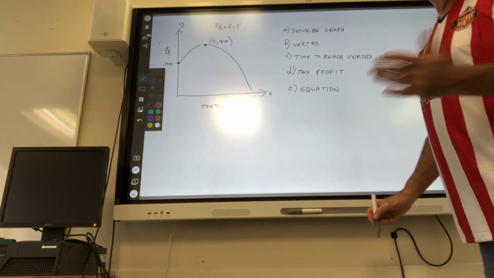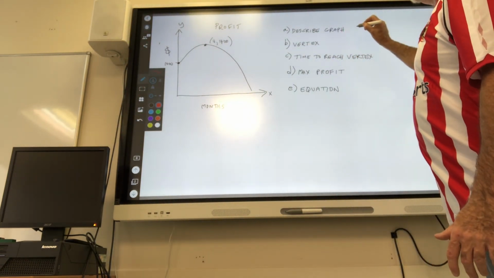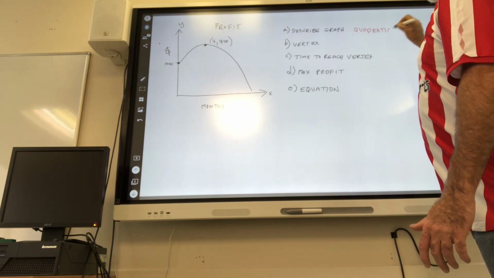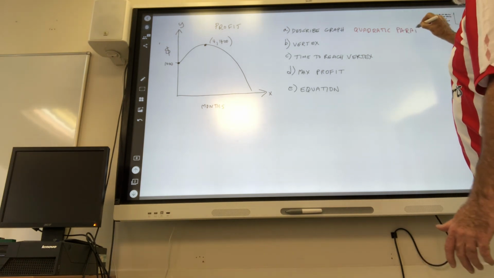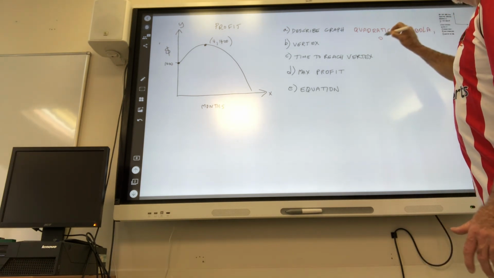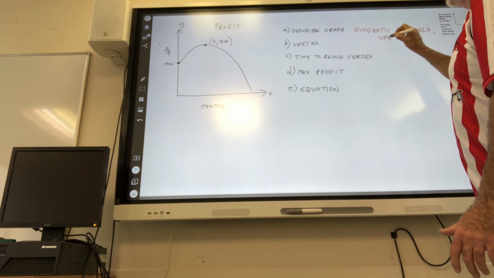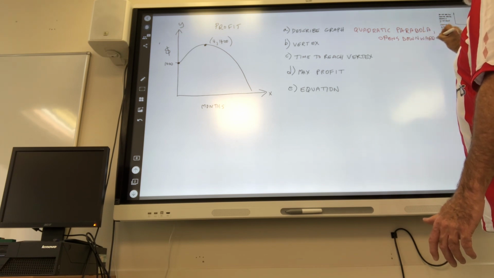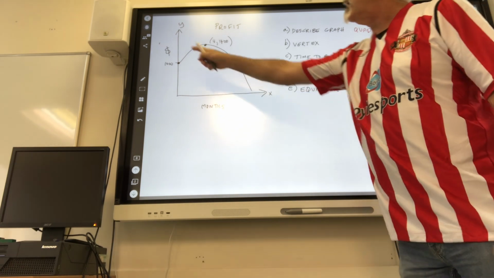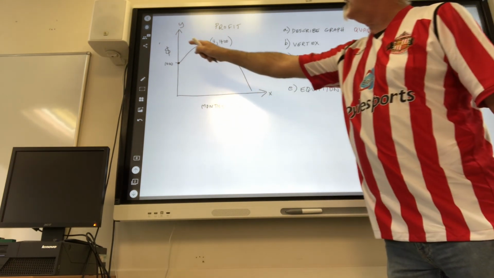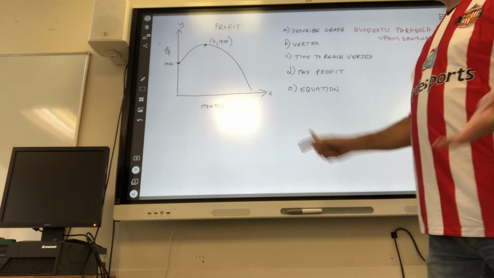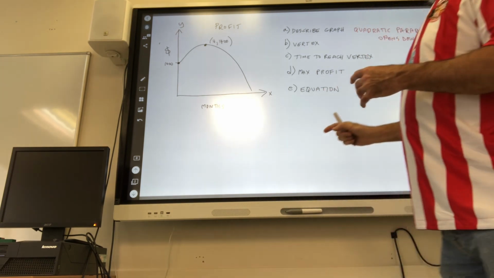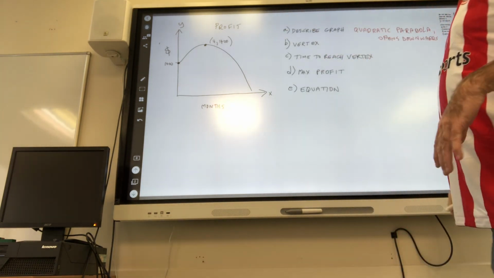Okay, so A, describe the graph. Quadratic, parabola, opens downwards. And you can say more. You can say how the axes are defined, months on the x-axis, dollars on the y-axis. Therefore, the curve describes dollars per month, and that's going to represent the profit. There's all sorts of things that you can do to describe the graph.